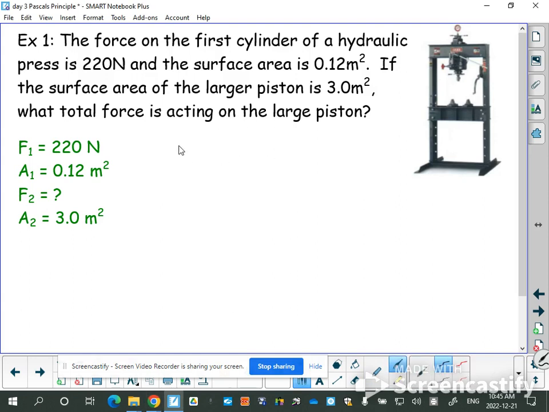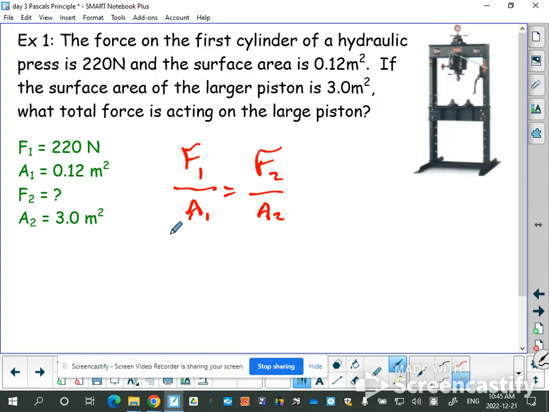Well, remember, Pascal's principle is basically just a ratio. Because of the fact the pressure created on one piston will evenly distribute through the system to the other piston, all we need is a ratio. So the force on the first one based on its area is equal to the force on the second piston based on its area. By changing the area, we automatically change the force.